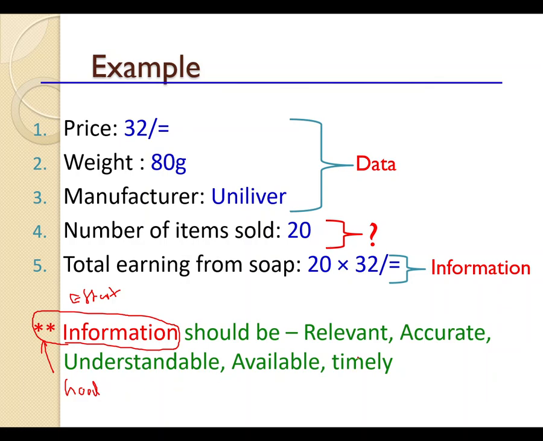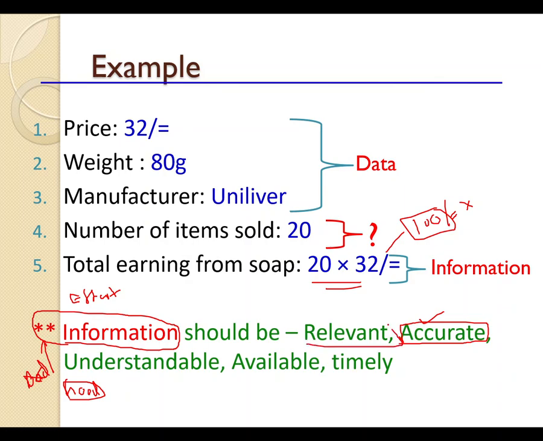Otherwise, it's bad. As an example, if in the way we calculate this computation, I say the total earnings from soap is 100 rupees, is that correct? 20 multiplied by 32, is that 100? No, this is going to be somewhere like 600, right? Then this is information, but wrong. We don't define this as good information. It's completely bad. So to make it good information, definitely the information we prepared should be accurate.